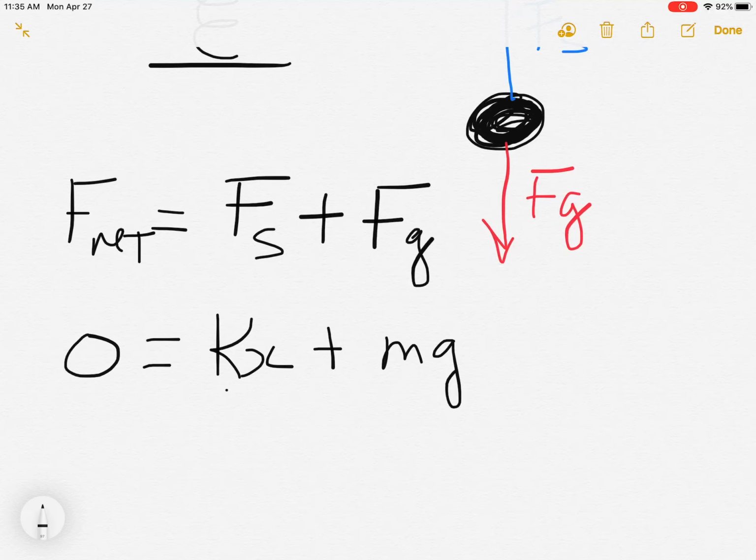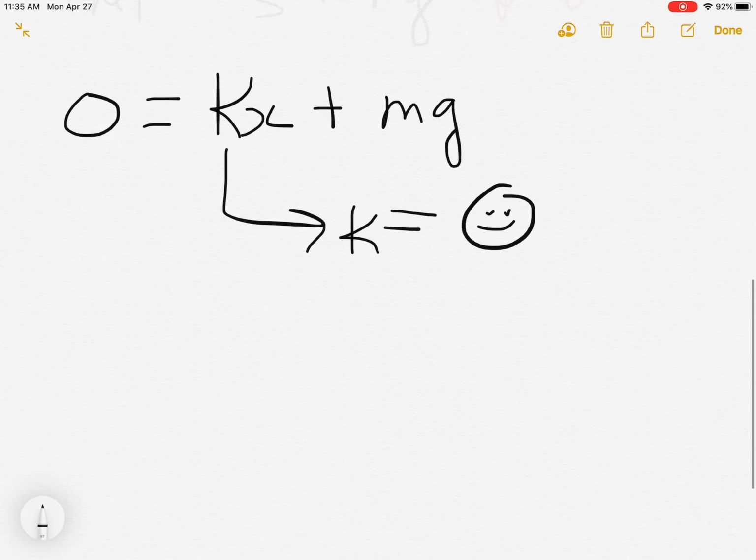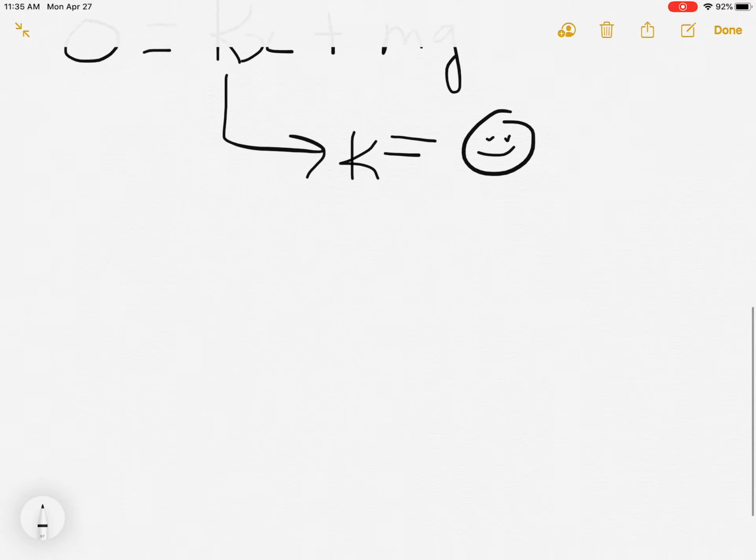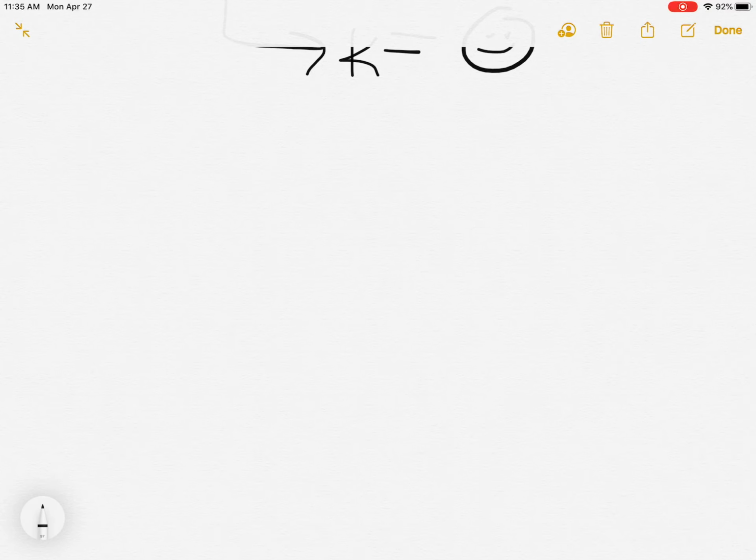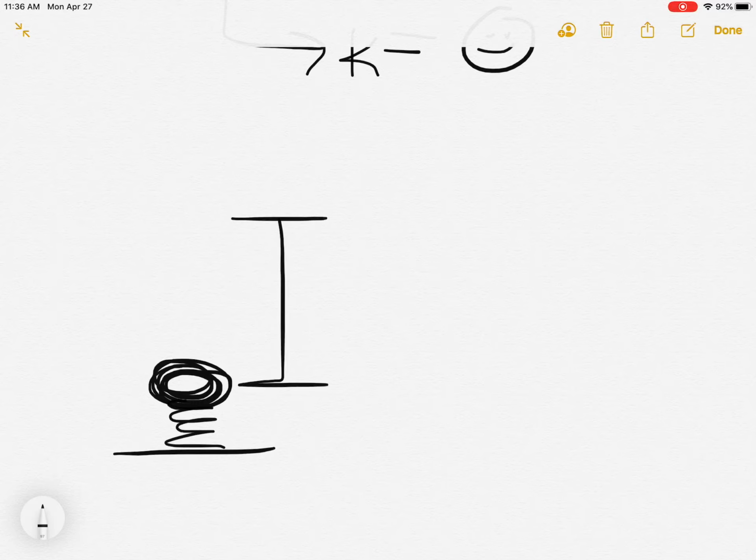Then because the rock is not moving, there's no acceleration, then what's going to pop out of here, of course, is a k value. Everything else is known. So what you're going to get here is a value of k when you're finished. That value of k is going to be quite useful in the next part of the question, which is figuring out what happens if you push it down further. Okay, so let's push it down a little further.